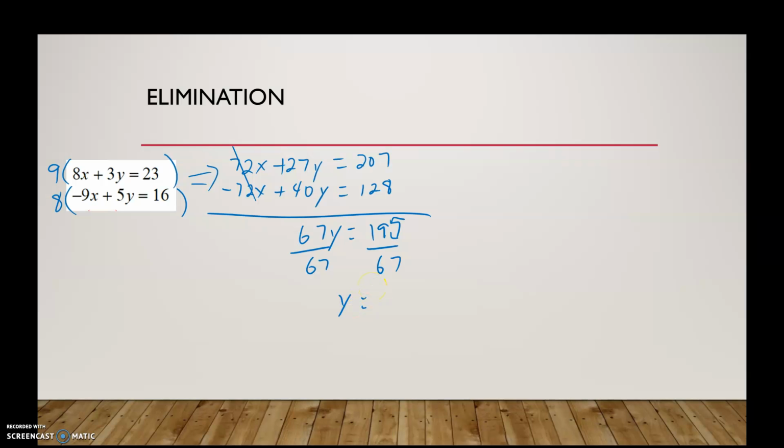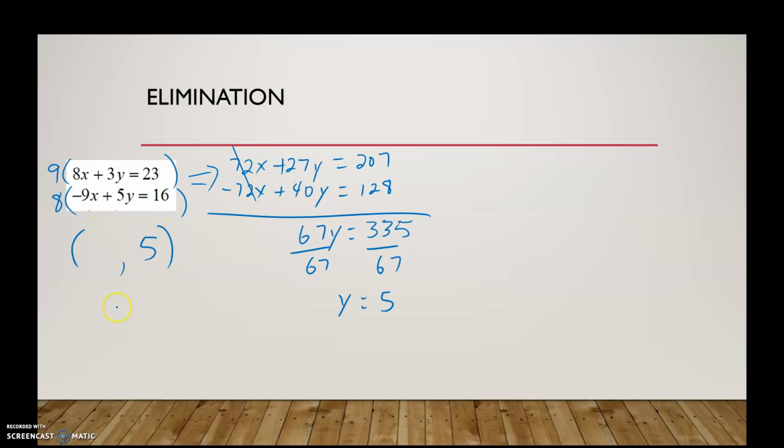We're going to, oh, hold up. 195 divided by 67. That didn't work. What's the mistake here? 207 plus 128. Oh, I added this wrong. So let me erase. That was 335. I don't know what I typed in. And then that divided by 67 is 5. We make easy mistakes. And now that's the y value.